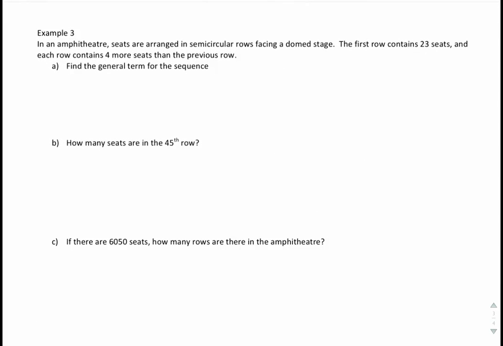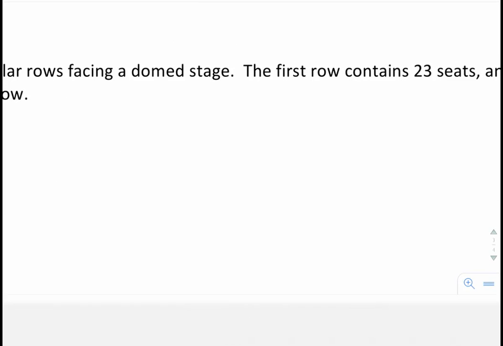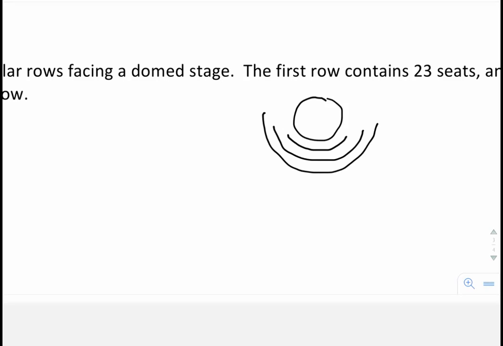In this question, we're looking at an amphitheater. The seats are arranged in semicircular rows facing a domed stage. So what does that look like? A domed stage, say it's a round stage, semicircular, means the seating goes like this, and the rows get successively larger and larger. They come down here. So you get the idea.